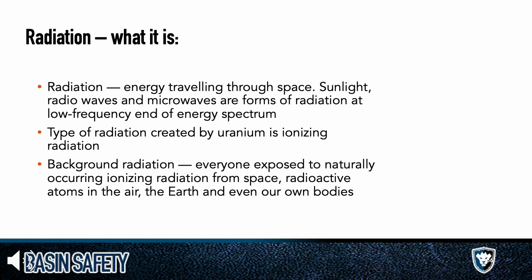So let's talk about what radiation is. Radiation is energy traveling through space. Sunlight, radio waves, and microwaves are forms of radiation at the low frequency end of the energy spectrum. The type of radiation created by uranium is ionizing radiation, and then we have background radiation. Everyone is exposed to naturally occurring ionized radiation from space, radioactive atoms in the air, the Earth, and even our own bodies.